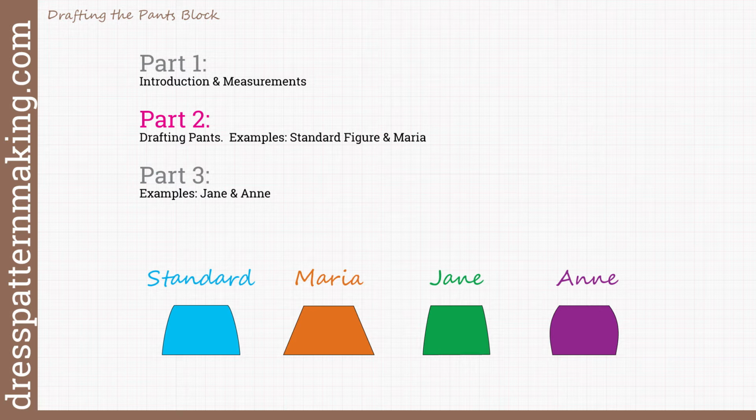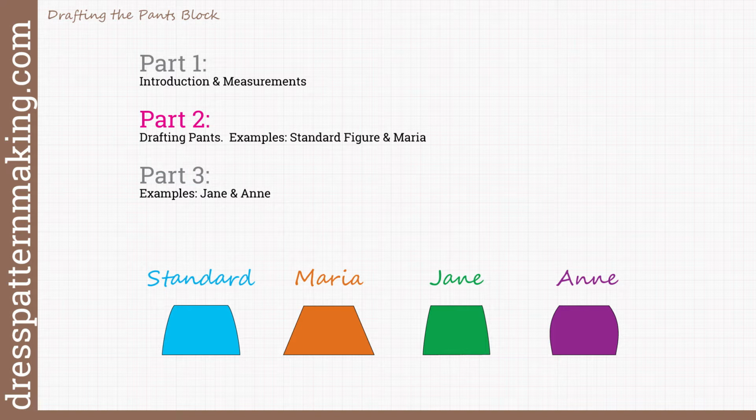In these videos, I go through drafting the pants for 4 different figure shapes as shown below. The step-by-step instructions are the same for all figure types up to a certain point, but when we get to shaping the waist and getting the crotch length right is where I bring in the other figure types and show how to make the necessary adjustments.